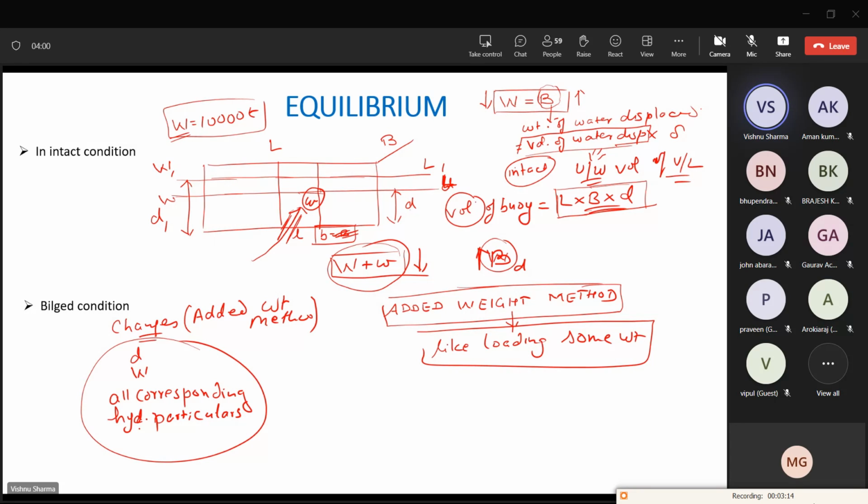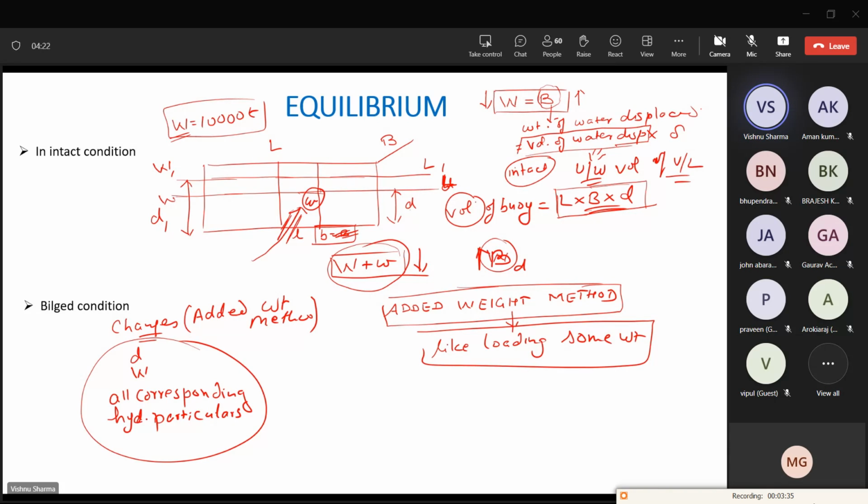So you will list all those if you want to list. They are TPC, MCTC, KB, LCB, LCF, KMT, KML, besides D and W. There are a total of 8 of them. So they all would undergo change under the added weight method.